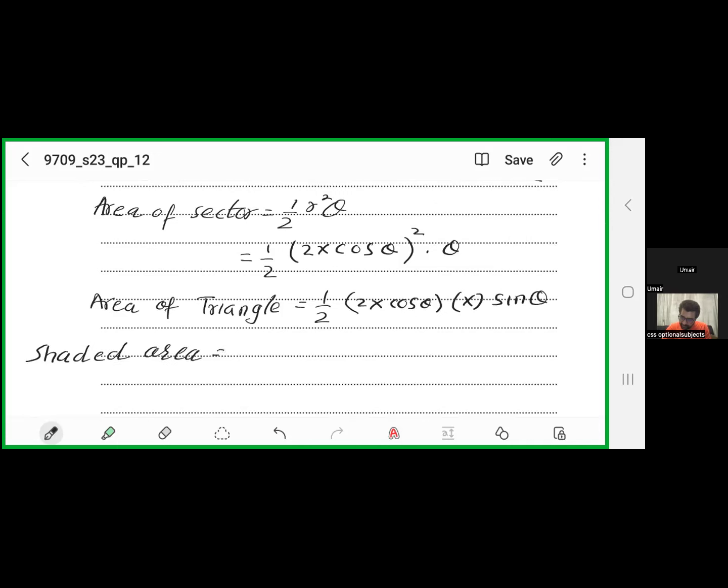You just need to subtract the area of the triangle from the area of the sector. So this is 1 by 2 times 4x square cos square theta times theta, minus 1 by 2 times 2x into x, which is 2x square cos theta sin theta.